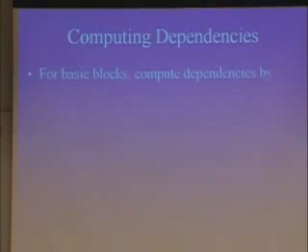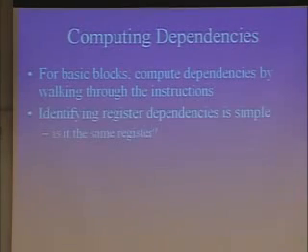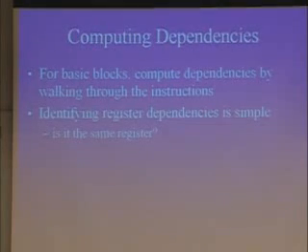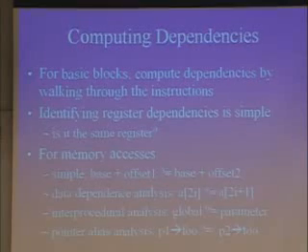So computing dependencies, basically what we want to do is, in basic blocks, it's easy. You just walk one instruction after another and say, okay, is there a dependency between those two instructions? Identifying register dependencies is very simple. It's the same register. So if there are two same registers, okay, there's a dependency somewhere. Things get subtle in other things.